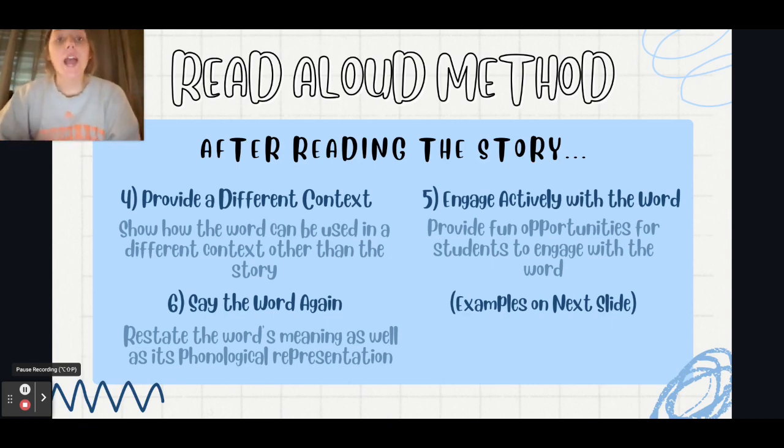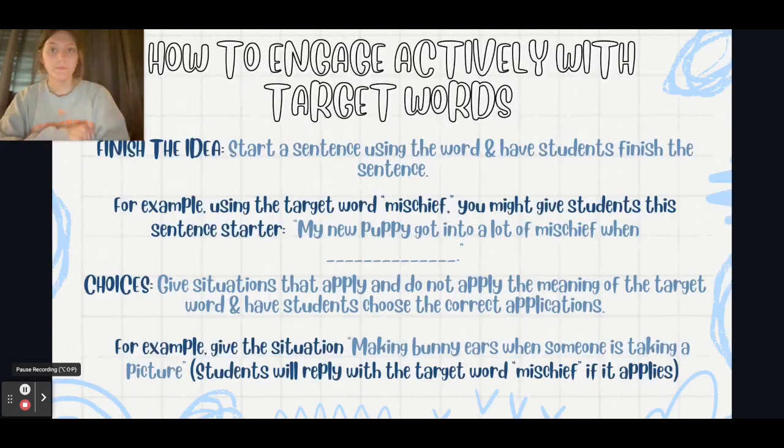After this, you're going to engage actively with the word. Here you'll provide fun opportunities for students to engage with the word, and I provided the examples that were mentioned in the chapter on the next slide. Finally, you're going to say the word again. You're going to restate the word's meaning as well as its phonological representation. So again, you'd have the students say mischief and you'd talk about its definition once more.